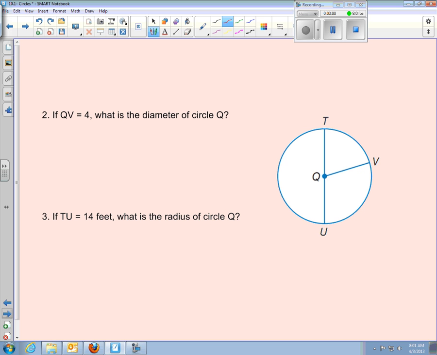If QV equals 4, what is the diameter of circle Q? Well, if we look at QV, it has endpoints on the center and on the circle, so it makes QV a radius. So if we times it by 2, we get our diameter. So we're going to take 4 times 2, and so we have a diameter of 8. There isn't a label given to us, so we don't have a label for our solution. All right, go ahead and try 3 on your own. It's kind of going the other way.